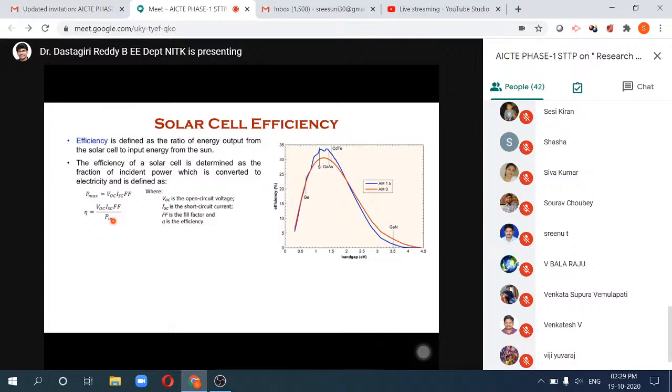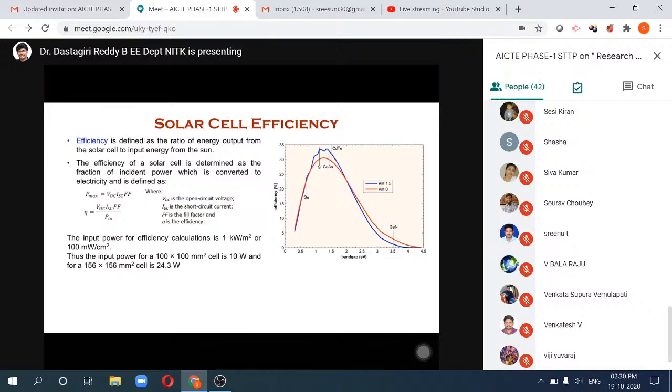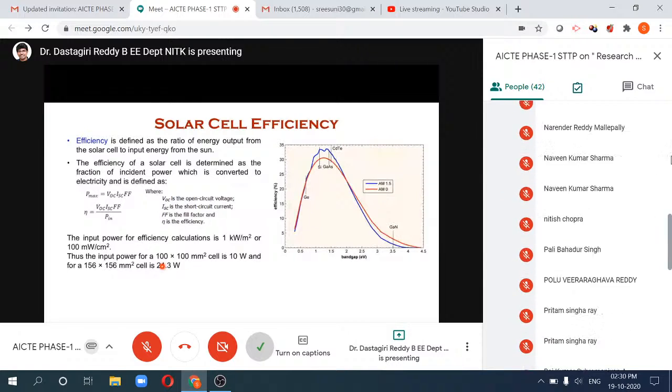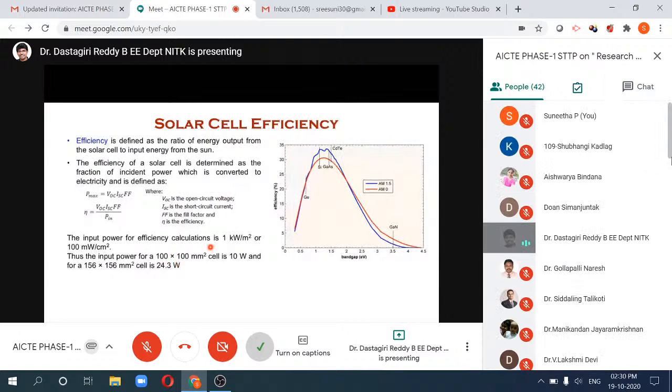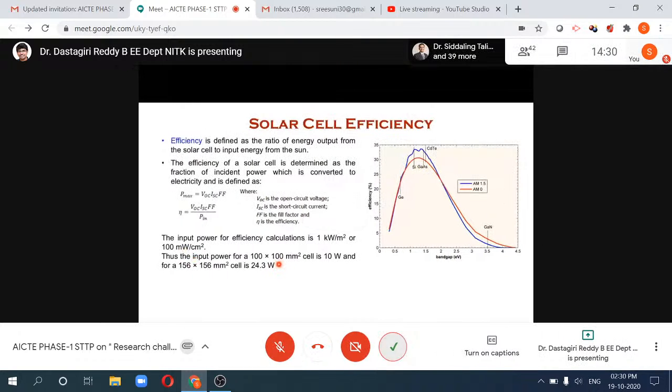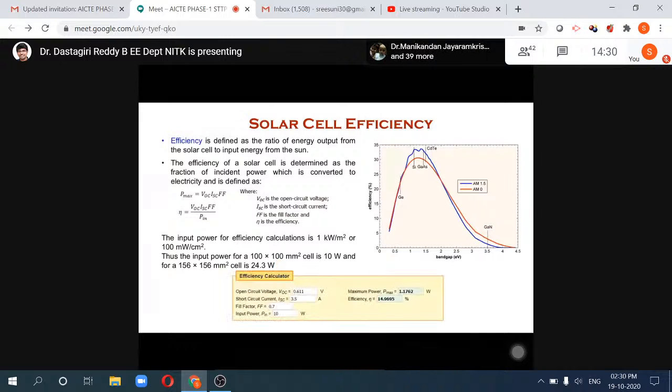And we have seen efficiencies of different PV panels in the very beginning of the PPT. For multi-junctions, it will be around 46%. For single-junction, it will be around 24 or 23%. And there are some other cells like dye cells, which will be much less as well. The input power can be calculated like this: the input is 1 kilowatt per meter square or 100 milliwatt per centimeter square. Based on that, you can calculate the input power. I've just given you a simple calculation which shows the efficiency is 14.96.